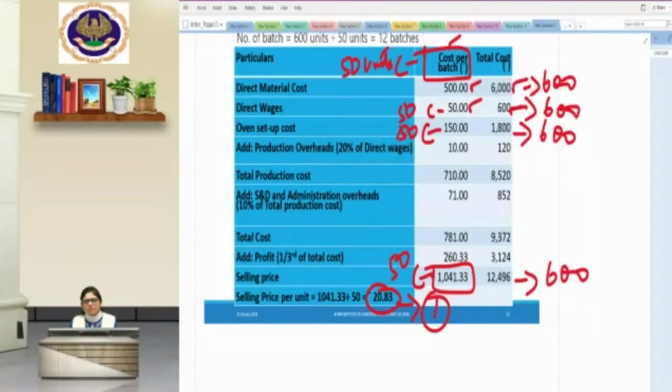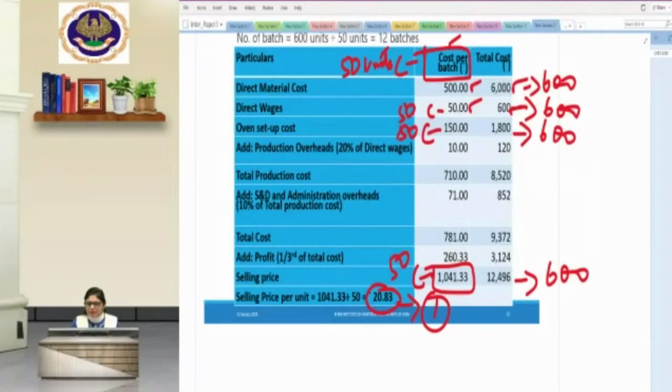So in most of the questions, you will be required to find out cost per batch and cost per unit also. See, cost per batch, so you have to calculate. But if cost per unit or selling price per unit is also asked, then you calculate that also. But cost per batch or selling price per batch or profit per batch, you have to calculate because it's a question of batch costing. All right. I hope you have understood this.